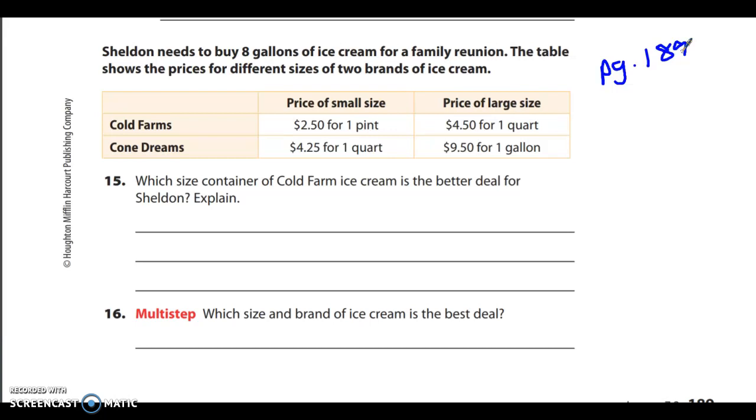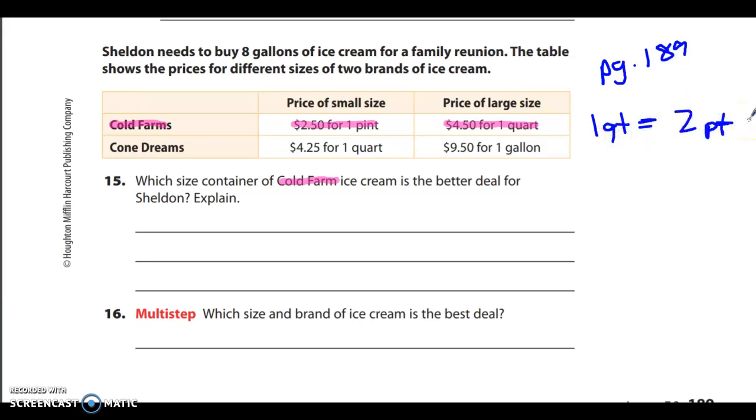All right, number 15 reads, which size container of Cold Farm ice cream is the better deal for Sheldon, and explain. So notice that we're only allowed to look at Cold Farm for this question. So we're going to compare $2.50 for a pint to $4.50 for a quart. And there's different ways to do this. One thing I would get clear in my mind is the conversion between quarts and pints.